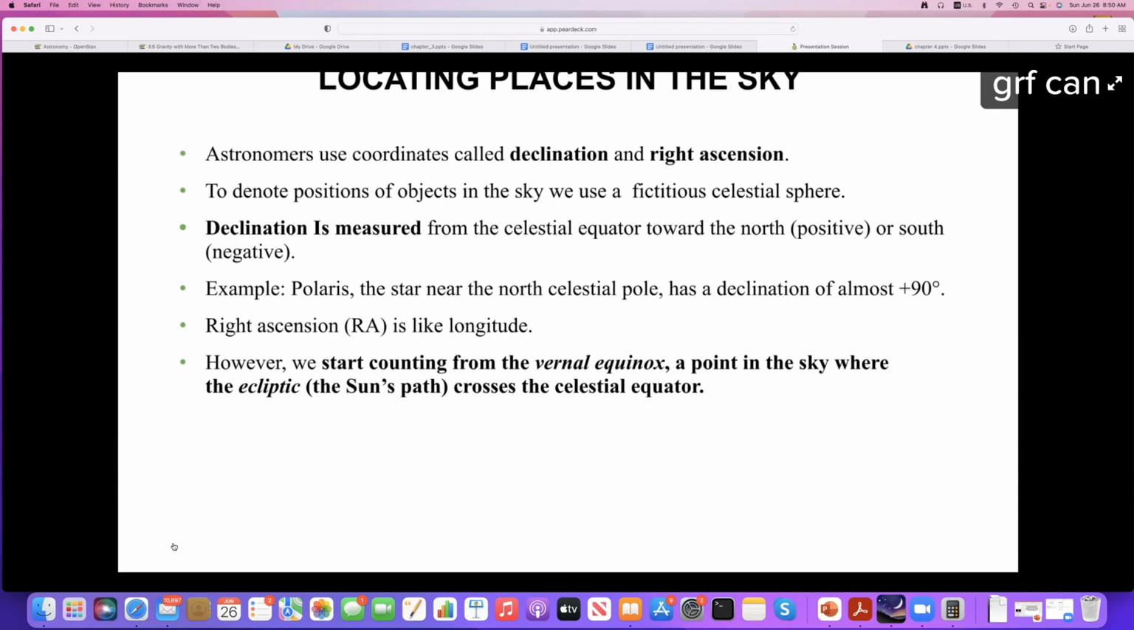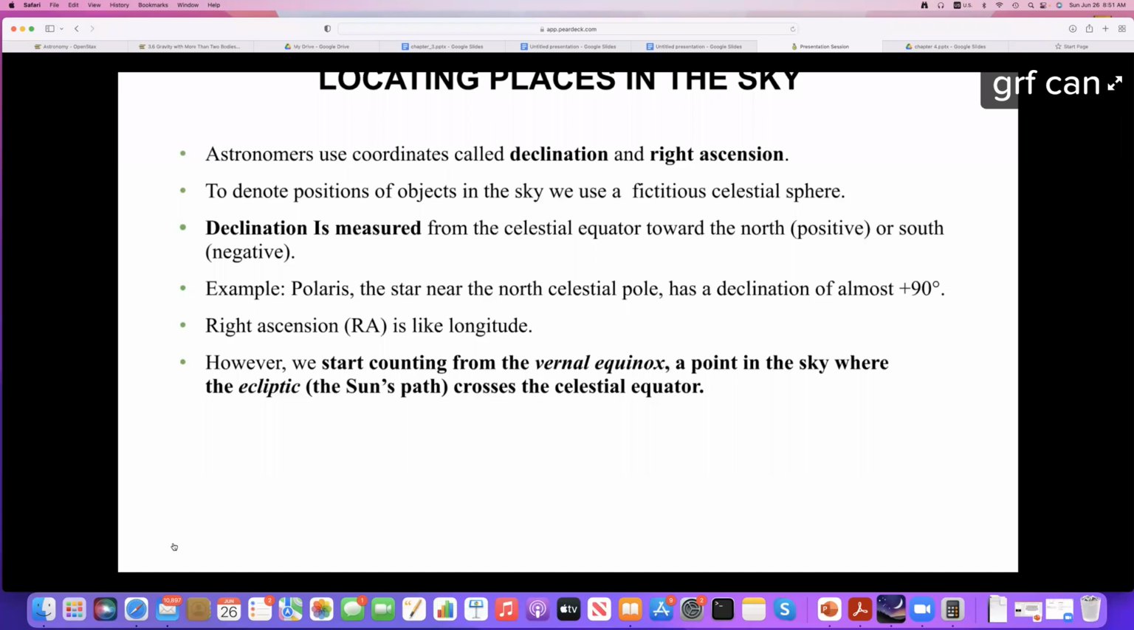In the same way that you use coordinates for locations on the Earth, astronomers use coordinates called declination and right ascension to locate an object on the sky, right? Now, we do not have any spheres drawn on the sky, so we assume a fixed celestial sphere, which is kind of a projection of our own Earth sphere to the sky, right?